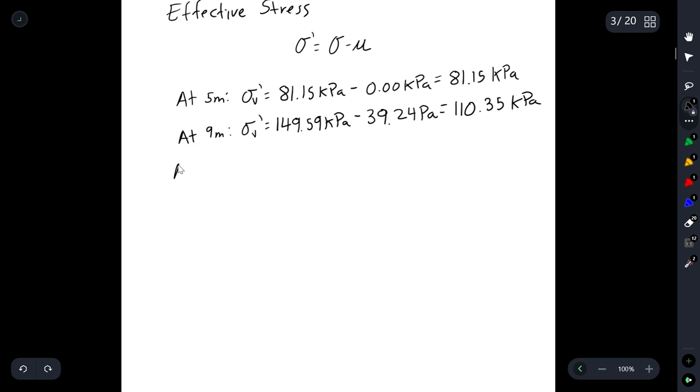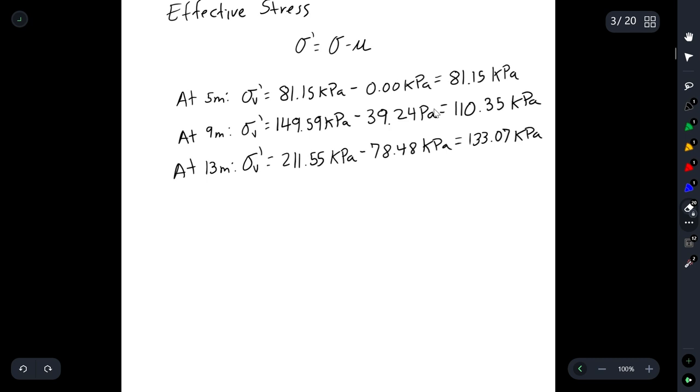So at 13 meters, the effective stress is total minus pore water pressure, that would be 211.55 kPa minus 78.48 kPa, and this would be 133.07 kPa. I actually just noticed a mistake in the previous one here, so I'm going to correct it. The units are kPa. My apologies.